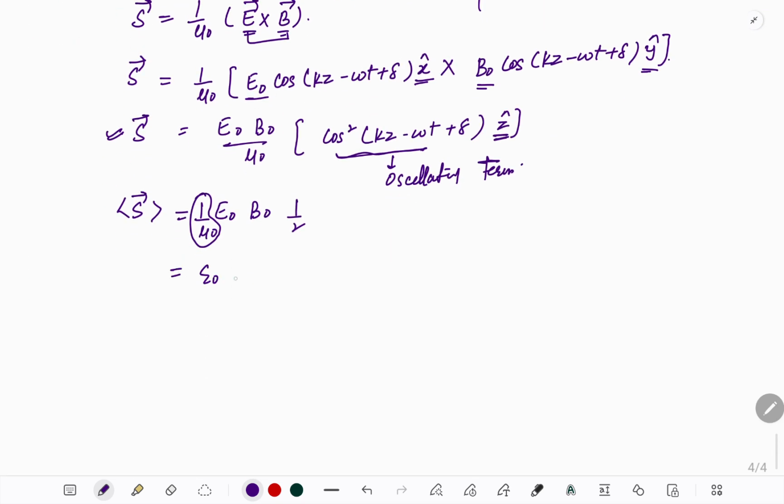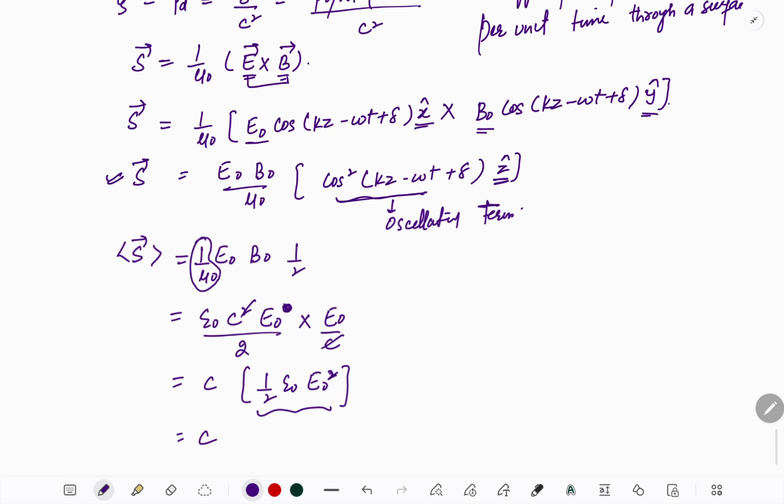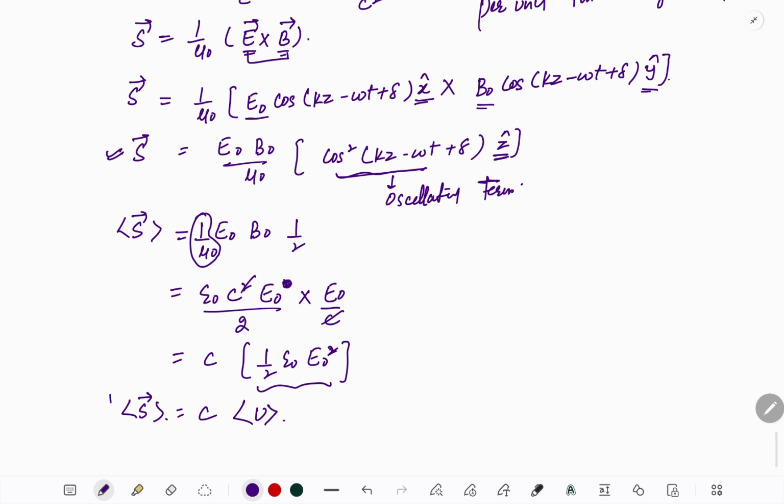So it would be epsilon naught c squared, E naught squared, times 1 by 2, and in place of B naught we'll use E naught by c. One c will cancel, so c comes outside, times 1 by 2 epsilon naught E naught squared. Can you tell me what this 1 by 2 epsilon naught E naught squared is? It is the average of the energy density. So the average of the Poynting vector is this thing.